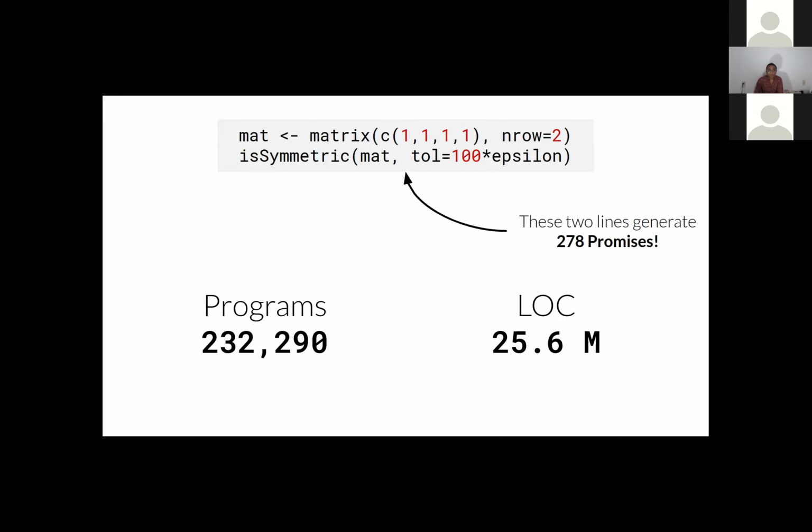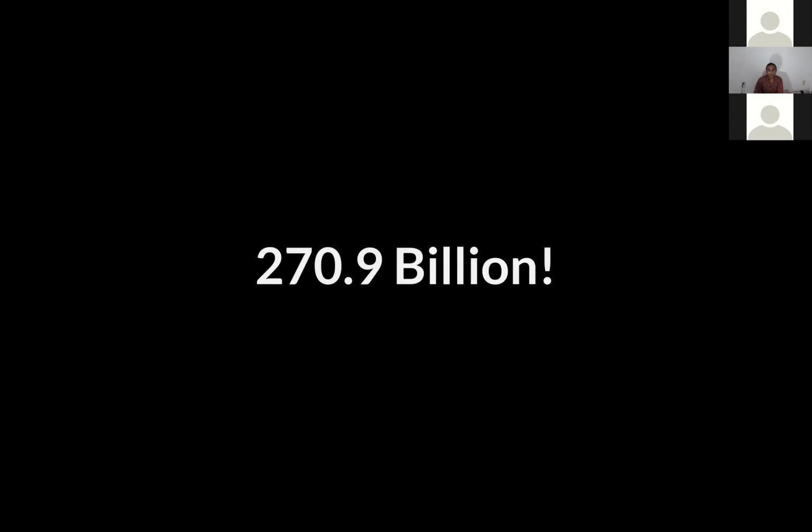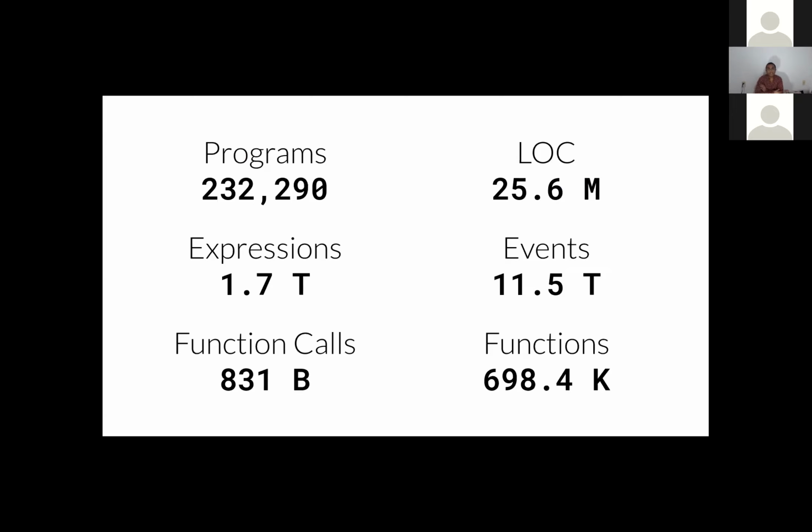Now in our corpus, we have 232,000 programs. They correspond to 25.6 million lines of code. So how many promises do you think this will generate when we trace it? It's a rather large number, 271 billion. Scale was a major challenge in this project. We faced difficulties both due to execution time and data size.